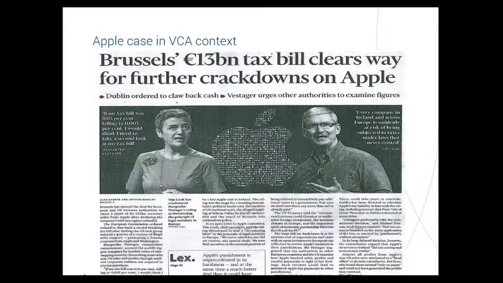And then on the next slide, we have Tim Cook versus Margrethe Vestager. Of course, they are opponents in this case. At the same time, there's an interesting remark by the Lex column: Apple's punishment is unprecedented in its harshness and at the same time a much better deal than it could have expected to get in the US.